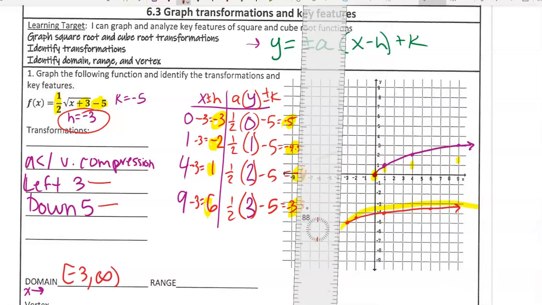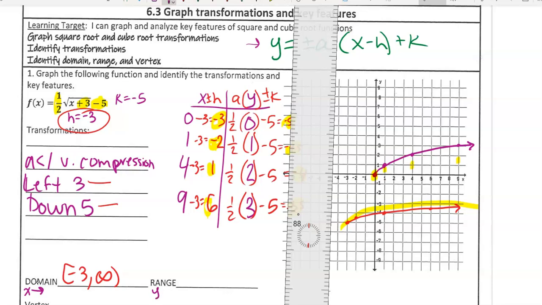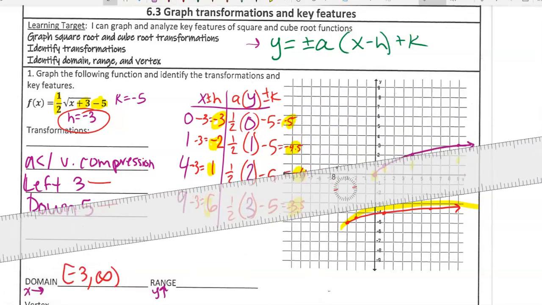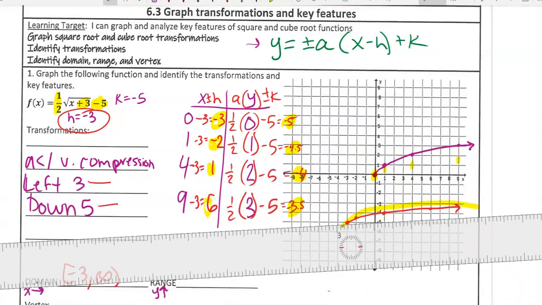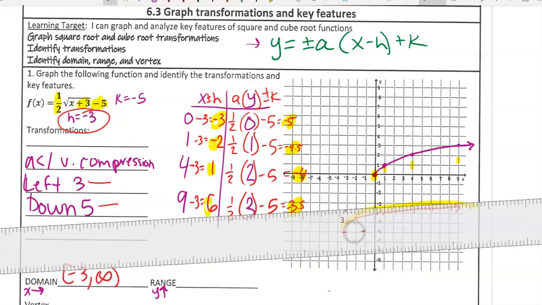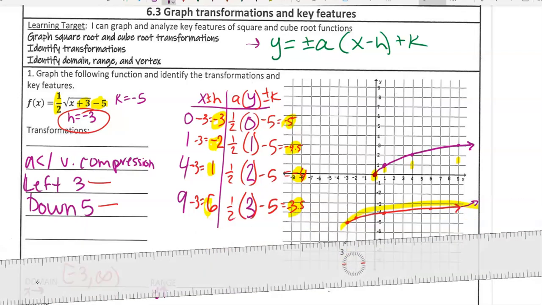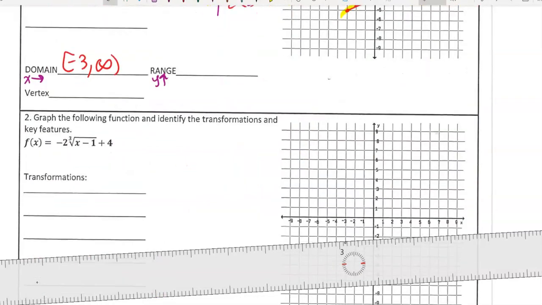All right, now the range are the y values from bottom to top. From the bottom, our lowest y value is -5, and as we go up, our graph is going to continue increasing towards positive infinity.